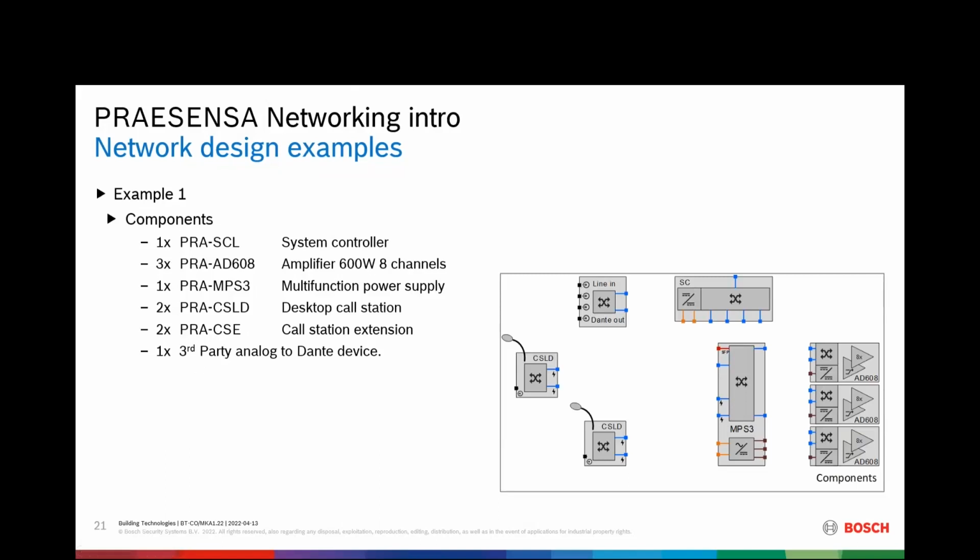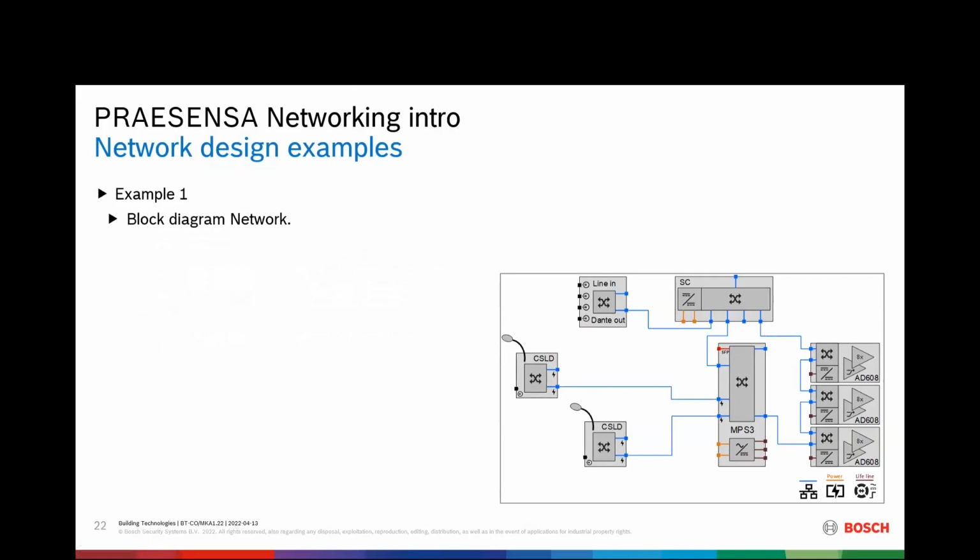That means we have the system controller again, the SC. It's not mentioned, but the L stands for large. In the future we may also have a medium and a small, but for now we only have the SCL. And then we have the 3 amplifiers, the AD608, the MPS3, the 2 call stations, and then the third-party analog to Dante unit. So this is the example of how to interconnect it.